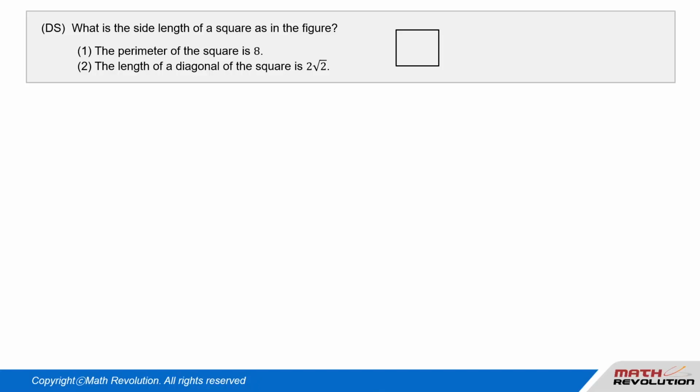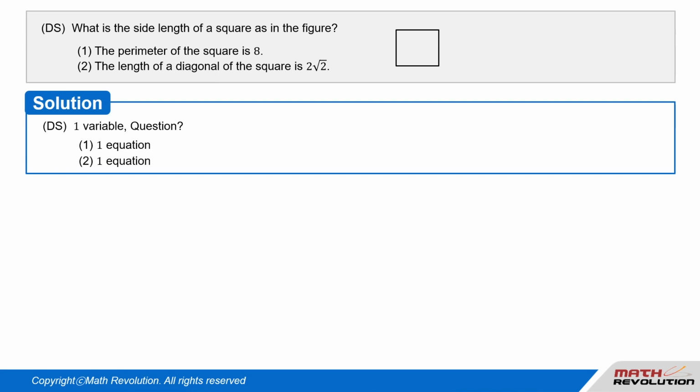Question: DS. What is the side length of a square, as in the figure above? Condition 1, the perimeter of the square is 8. Condition 2, the length of a diagonal of the square is 2 times square root of 2.